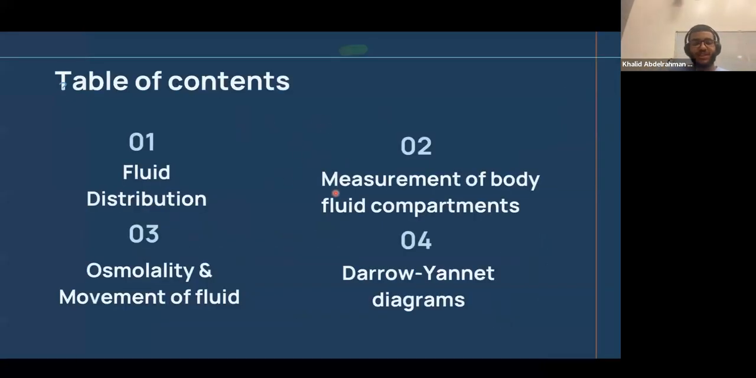So in this session, inshallah, we'll be discussing fluid distribution in the body. And then we'll also be talking about how to measure this fluid distribution in different fluid compartments. And then for the main part of the lecture, we'll be talking about osmolarity and movement of fluid. And finally, we'll be talking about Darrow-Yannet diagrams.